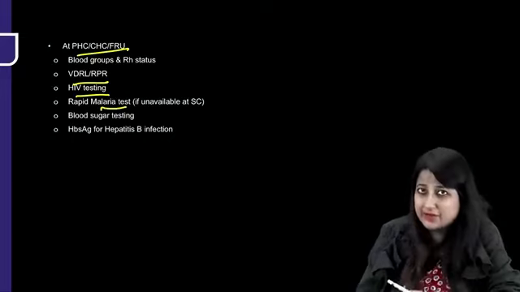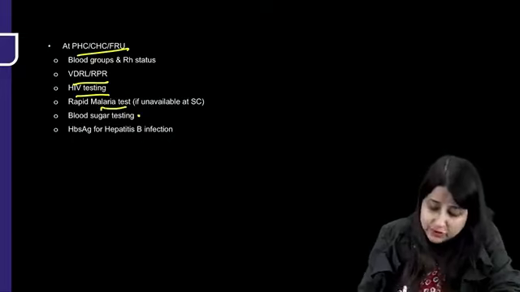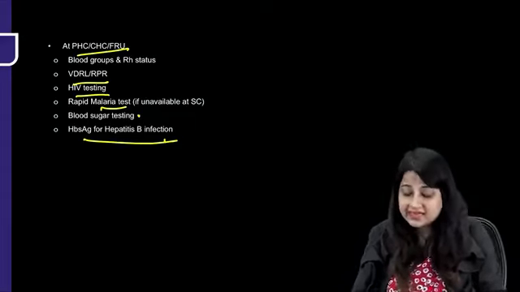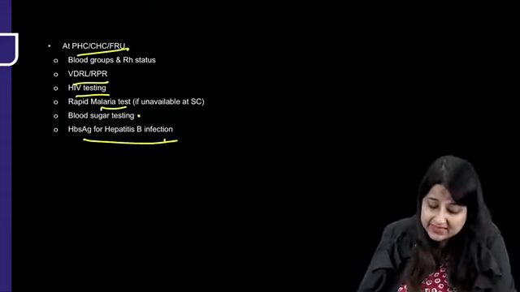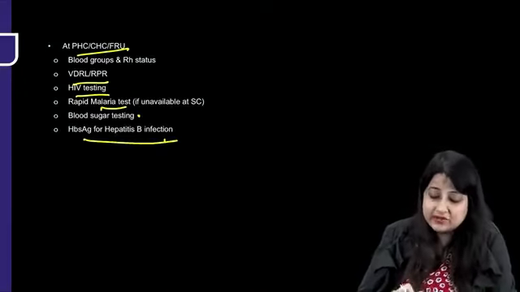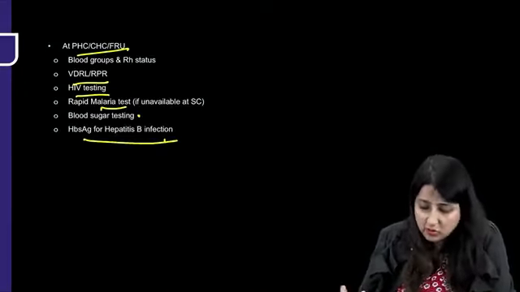The rest of the tests at PHC. Rapid malaria test if unavailable at sub-center. Blood sugar testing we are not doing here at sub-center, but at PHCs, and HBsAg. So other than hemoglobin, all the basic tests which are offered in pregnancy, VDRL, HIV, HBsAg, they are being done from PHC level onwards.